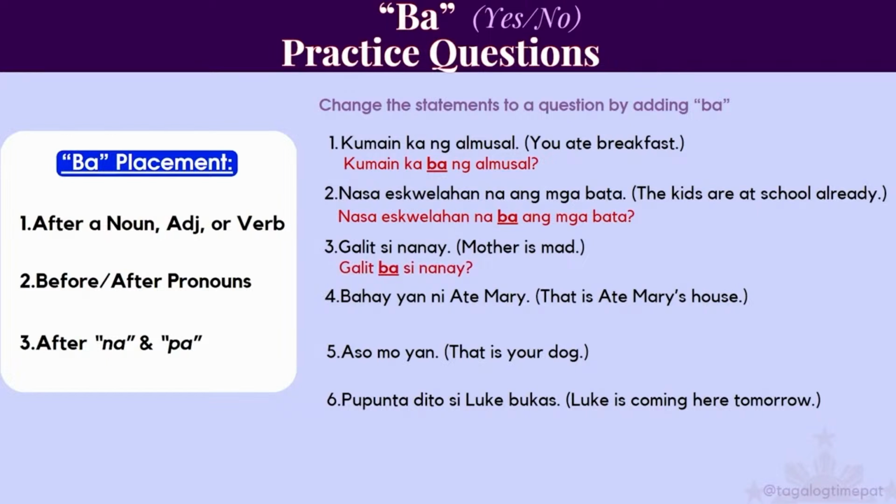Rule number 1. Number 4, bahay yan ni Ate Mary. That is Ate Mary's house. Where would ba go? It would go after the noun. Bahay ba yan ni Ate Mary? Is that Ate Mary's house? Number 5, aso mo yan. That is your dog. It would be aso mo ba yan? So tricky. You might have put ba after aso, but mo is one of those pronouns that has to go before ba. And just one of those things that we have to remember again.